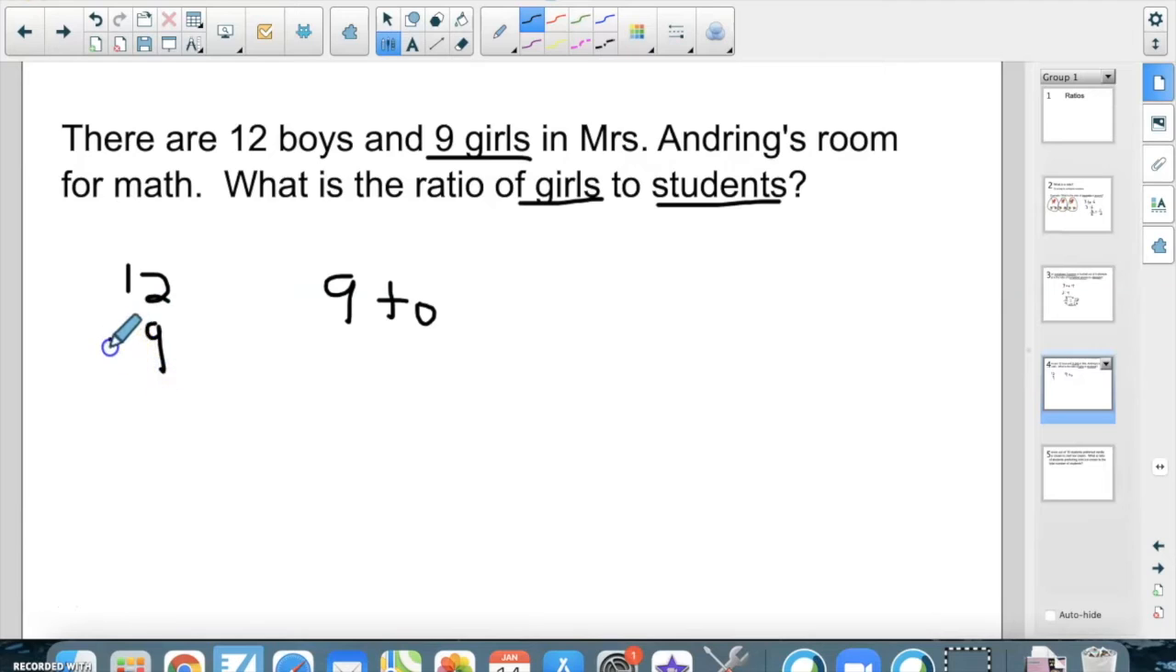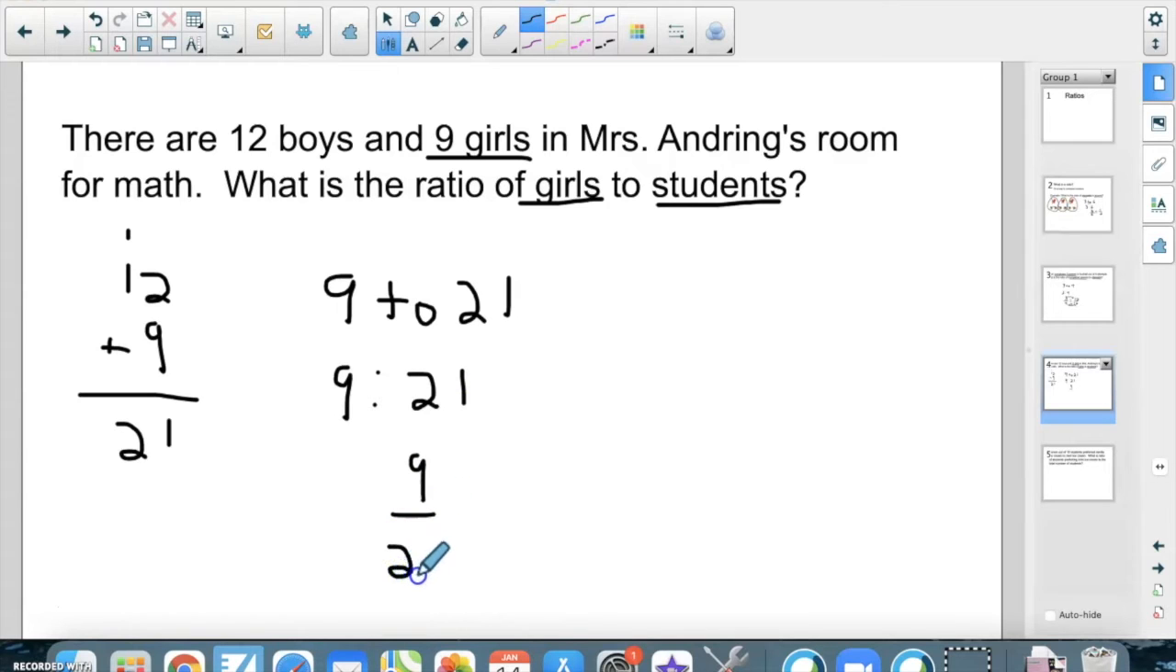Anyway, that would be 21, right? So there's 21 kids in the math class. Okay, so the ratio is 9 to 21. That's 9 girls to 21 students. 9 colon 21, or 9 over 21. Okay, does that make sense how I did that?